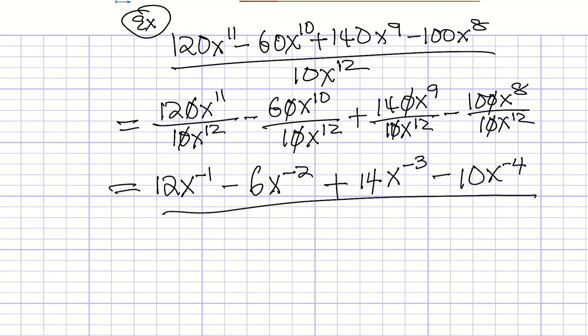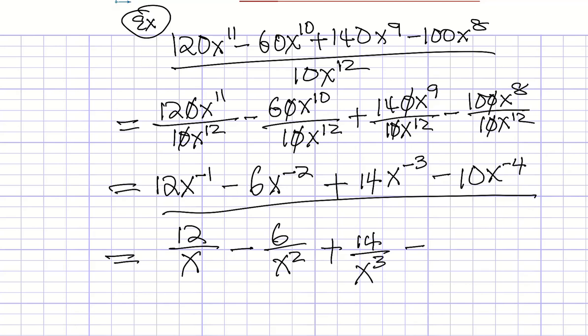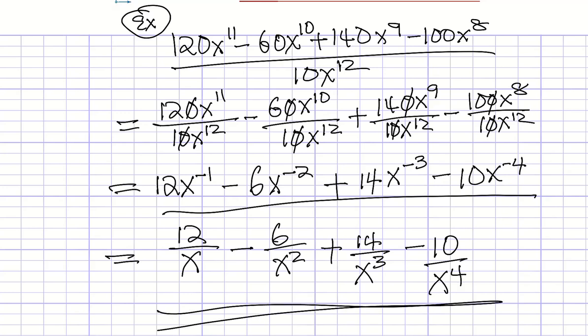We're done with it. If you want, you can write it like this: 12 over x minus 6 over x squared plus 14 over x raised to the power 3 minus 10 over x raised to the power 4. It doesn't hurt anything to write it like that. It's the same thing, so we know we did it right. There's nothing else we can combine, nothing else to cancel, so we just leave it like that. We'll move on to the next.